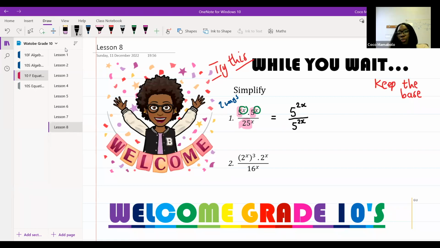And hey, presto changer, what do we notice? 5 to the power of 2x divided by 5 to the power of 2x is just going to give us 1, because anything divided by itself is going to give us 1. So my answer is going to be 1.